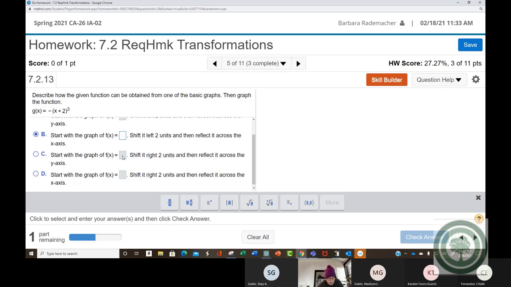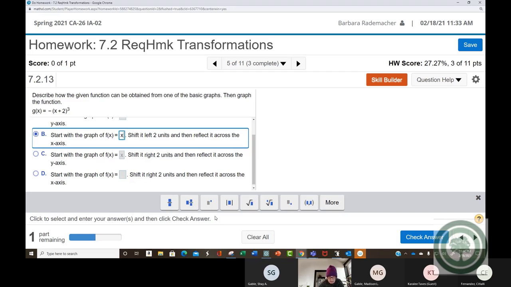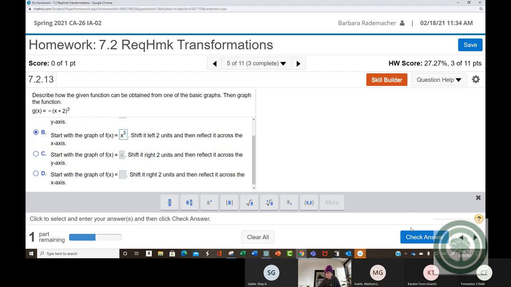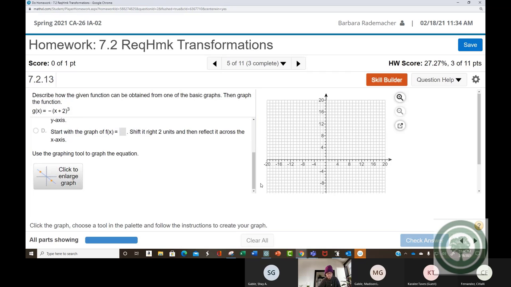And there, x to the third power. Let's see if I'm right. Yeah. And now I have to do this.